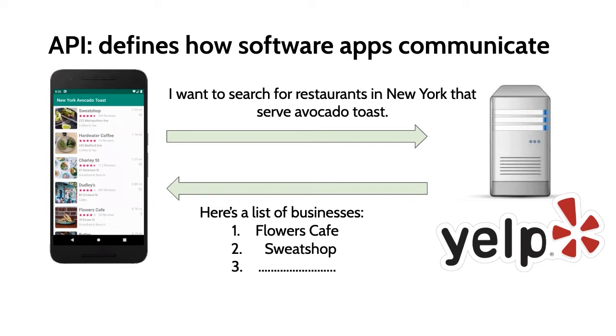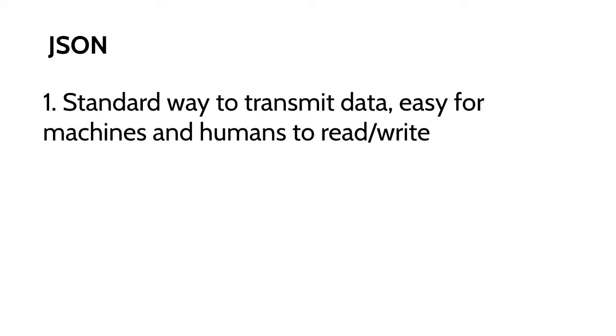And the way that we send data back and forth is through something called JSON. JSON stands for JavaScript Object Notation, but it doesn't actually have anything to do with the language of JavaScript in particular. JSON is a standard way to transmit data. It's easy for machines and humans to read and write, which is a benefit because easy for humans to read and write means that we can look at it in the browser or in a text editor and be able to understand what it means.